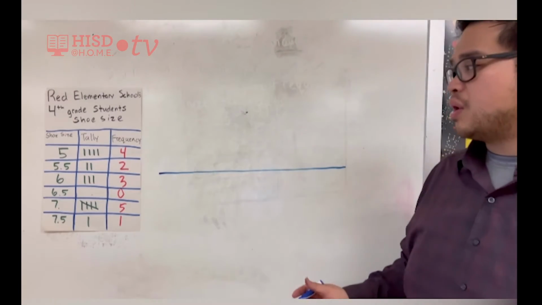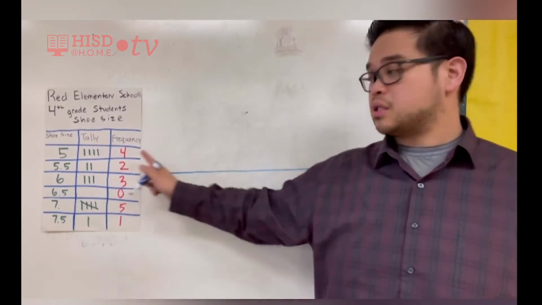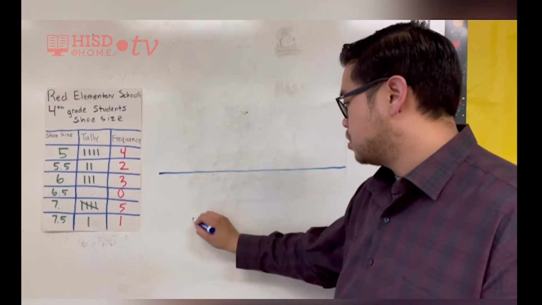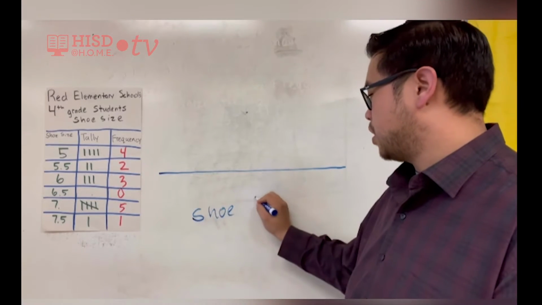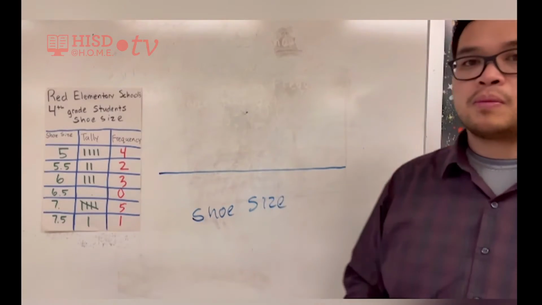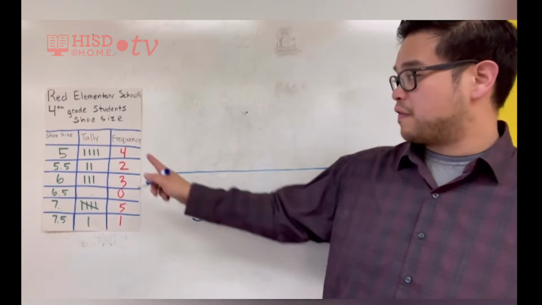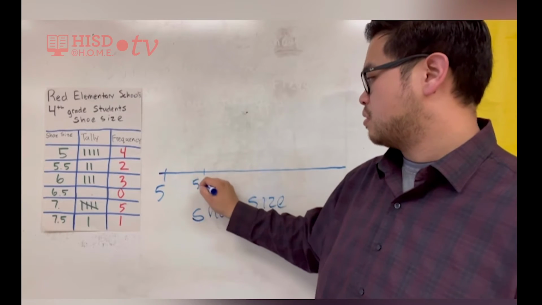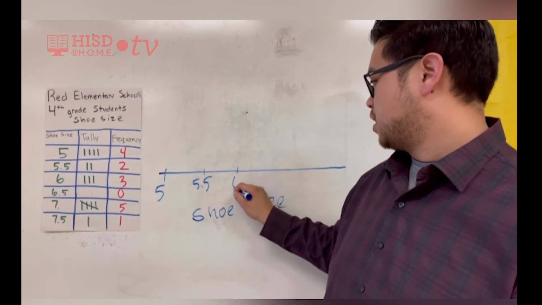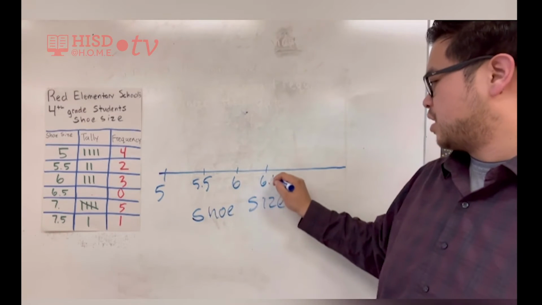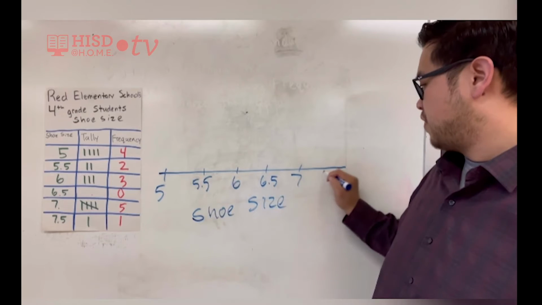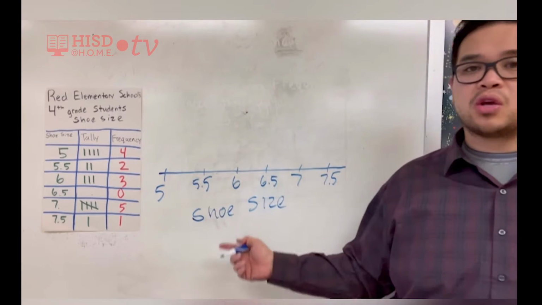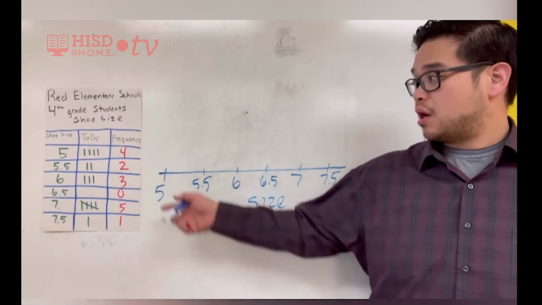So what I have to do next is put my shoe size on the bottom. Before I do that, what I'm going to do is label shoe size. So I'm going to start with my 5, 5.5, 6, 6.5, 7, 7.5. So there was my number line, and this will help me create a dot plot from this frequency table.